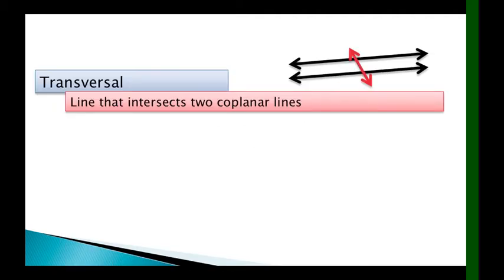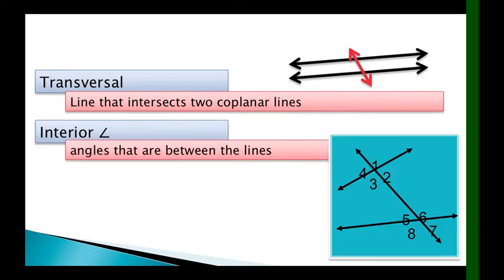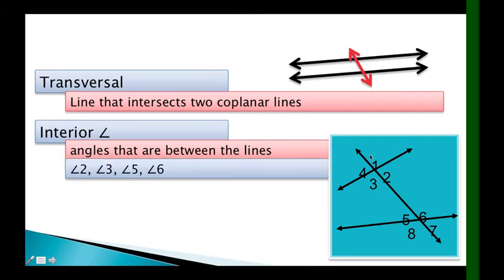Transversal is a line that intersects two coplanar lines. So these are parallel lines, and then this one is a transversal that intersects the two coplanar lines. So in the transversal, we have what we call the interior angles that are between the lines, no? So we have angle 3, angle 2, angle 5, and angle 6 na nasa loob nung transversal. So we have 2, 3, 5, and 6.